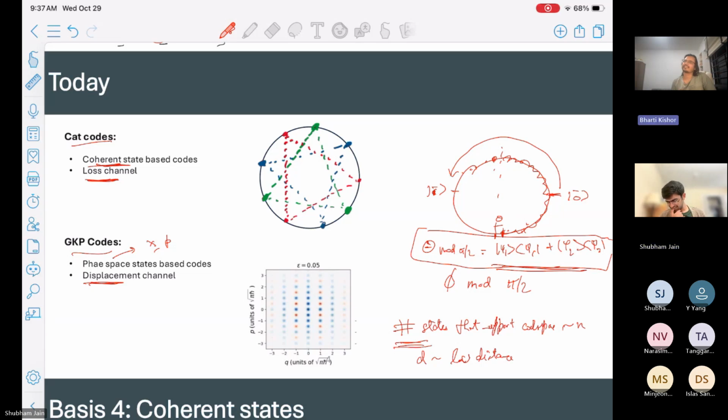I see, okay. Thanks. It seems like quite a young field compared to the regular discrete qubit case.